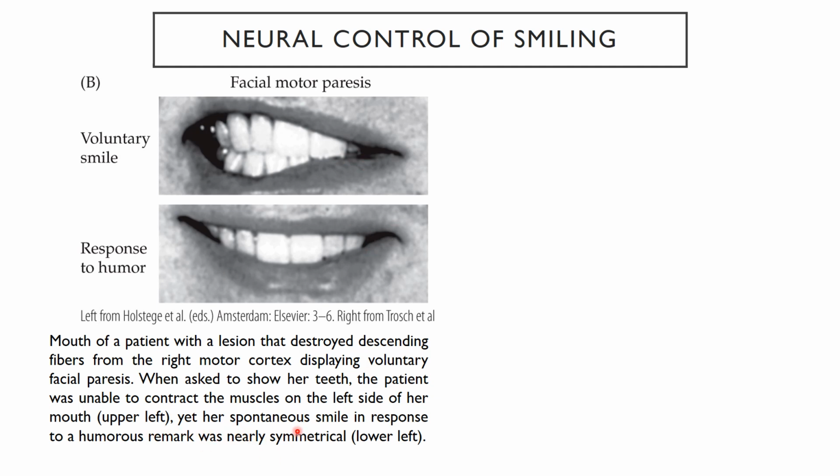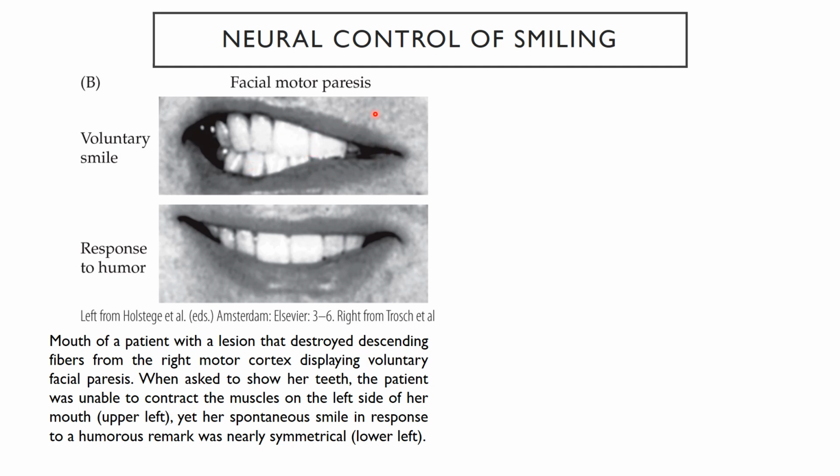Yet, she could give a spontaneous smile in response to a humorous remark that was nearly symmetrical. So it's not perfect, right? There's some overlap here, but you can see that this smile is basically pretty good, whereas this, the voluntary smile, is severely distorted. Despite what superficially seems like trying to make the same basic movement, it's actually quite different.